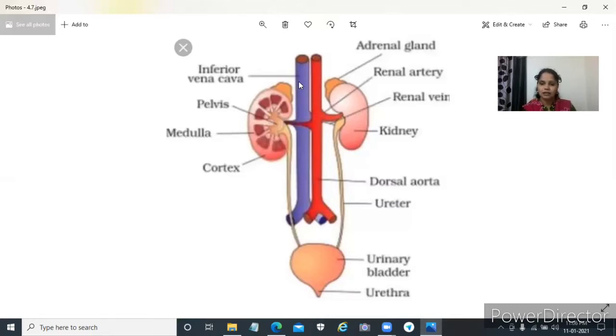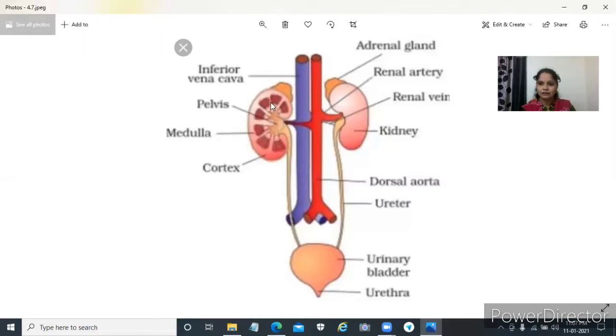The inferior vena cava carries the blood toward the heart. That's why it is called the inferior vena cava. It's the position of the pelvis. This part is the medulla, and the outermost part of the kidney is the cortex. We know this is the right kidney. This one is the left kidney.